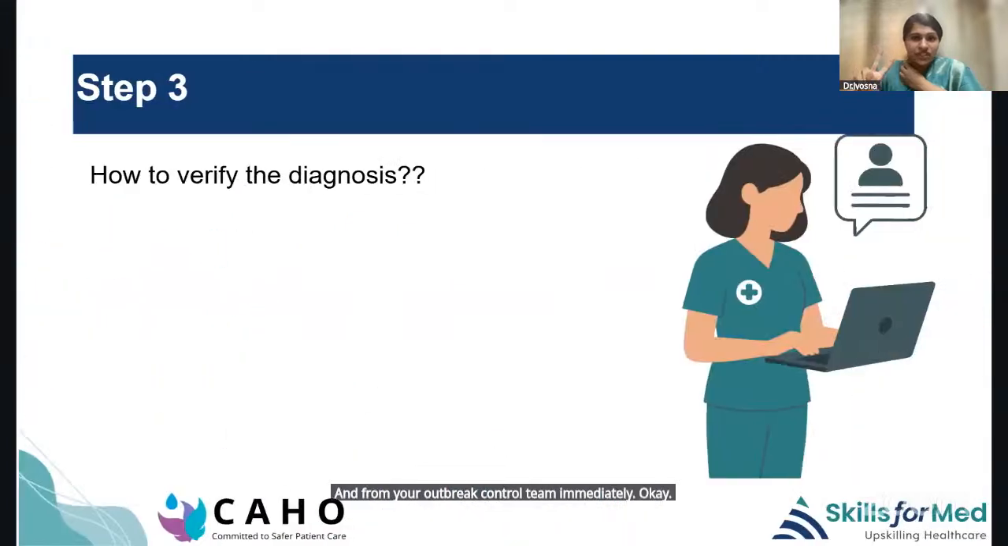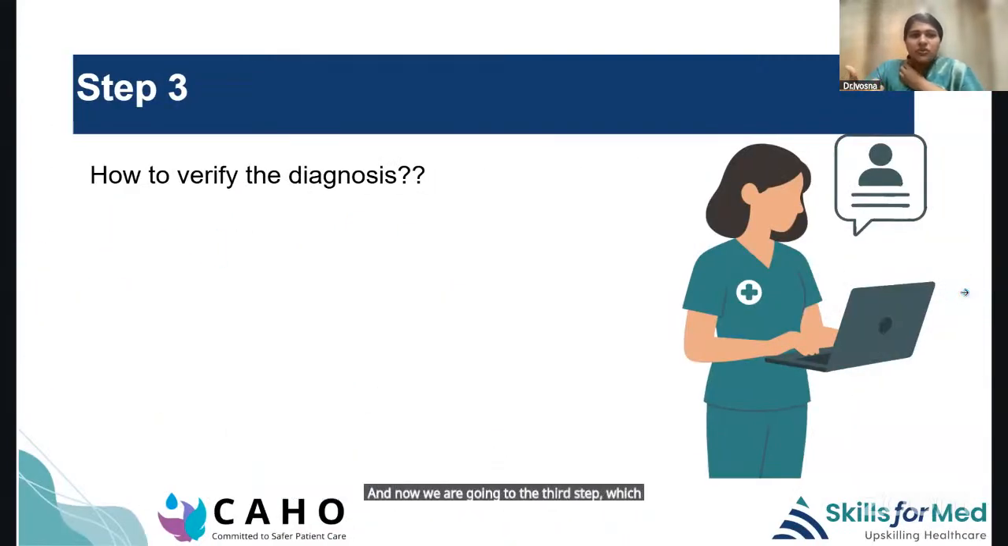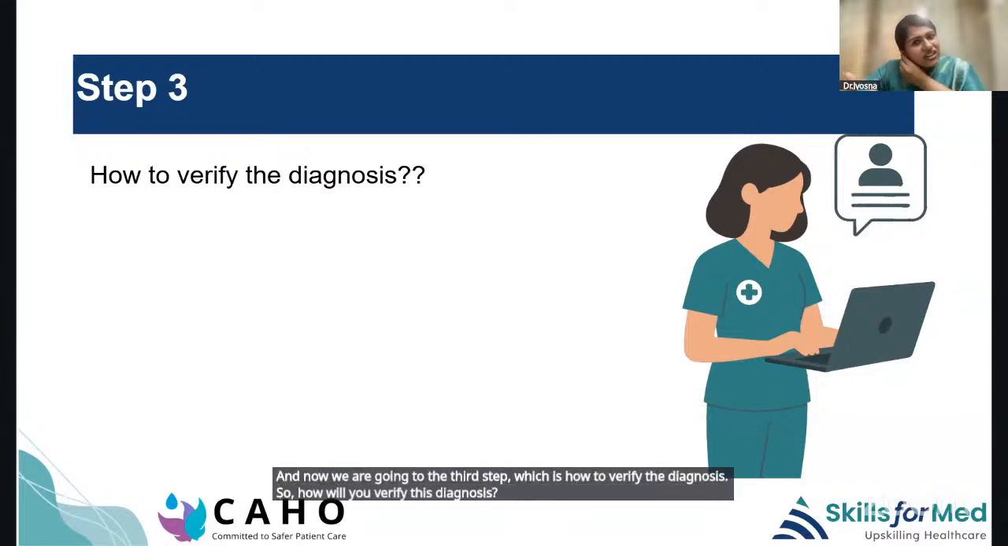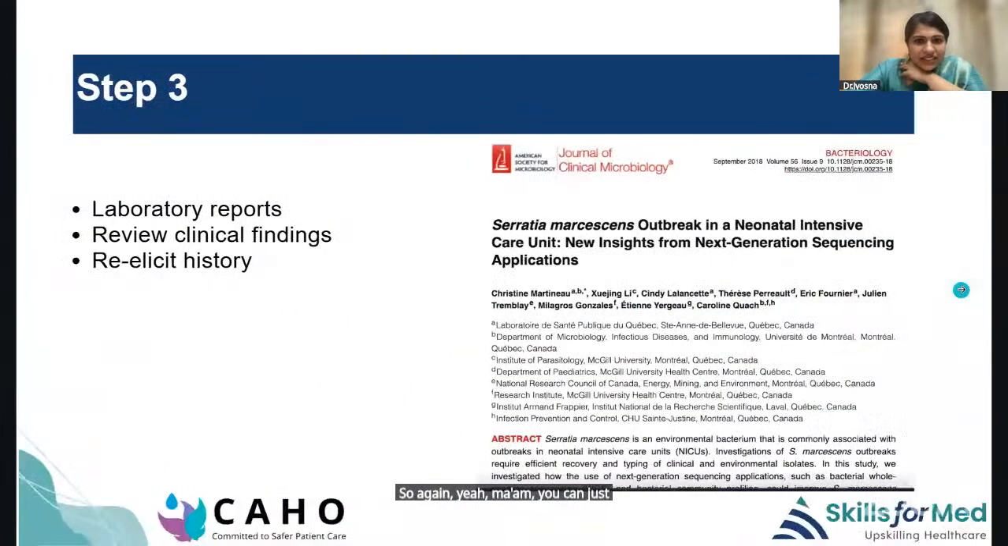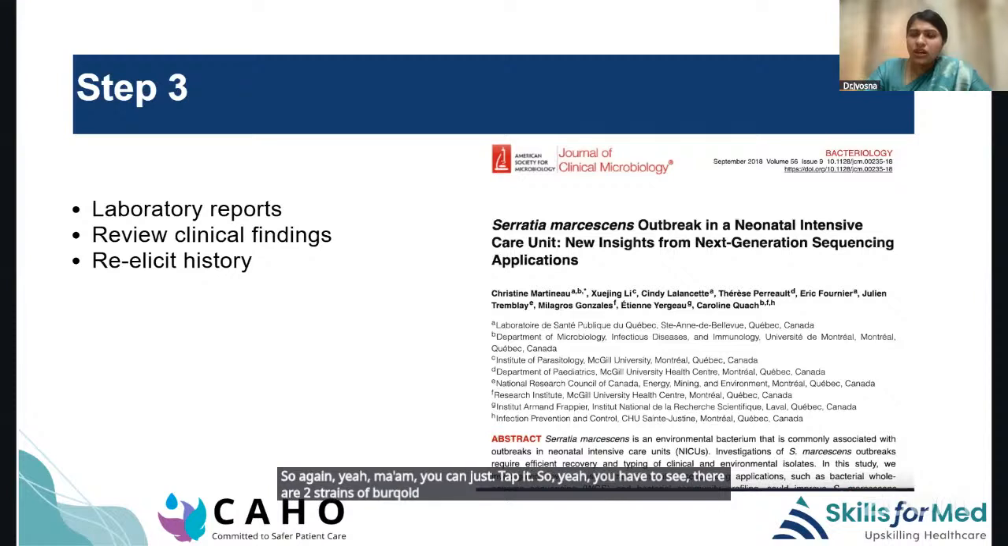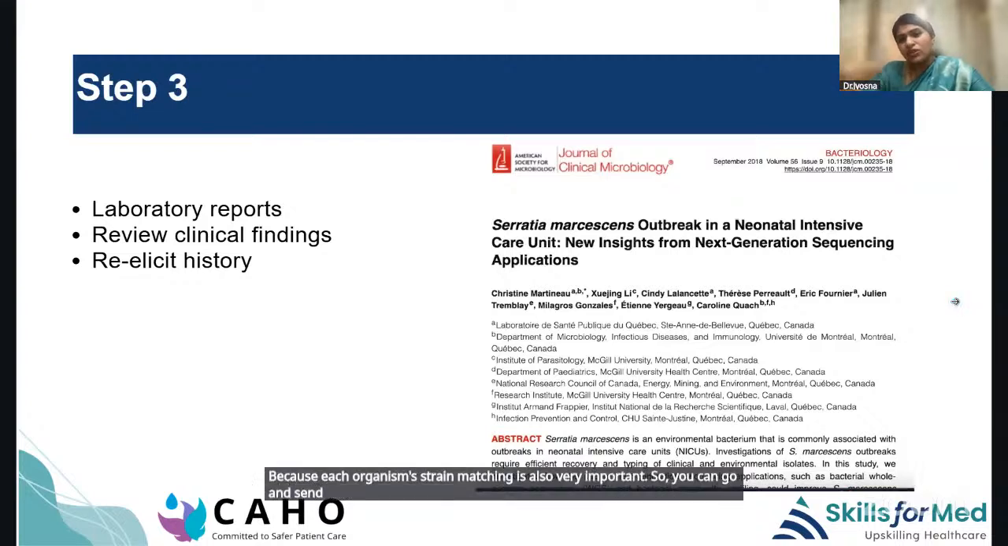Okay, so we have finished 2 steps, and now we are going to the third step, which is how to verify the diagnosis. So how will you verify this diagnosis? You have to see there are 2 strains of Burkholderia or MRSA. You have to know whether they are of same strain or they are different strains, because each organism strain matching is also very important. So you can go and send your samples for molecular testing.